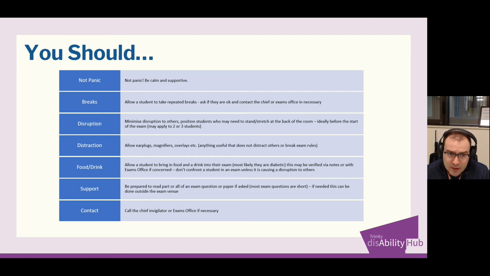You should not panic, be calm and supportive. As I say, allow the student to take breaks, minimize the disruption to others, allow the earplugs to minimize distraction, allow food and drink, support the student to read all parts of the exam question if asked. Most questions are short. See that this can be done outside the venue. And if you need support at any stage, contact the Chief Invigilator or the exams office, who in turn will contact the disability service.